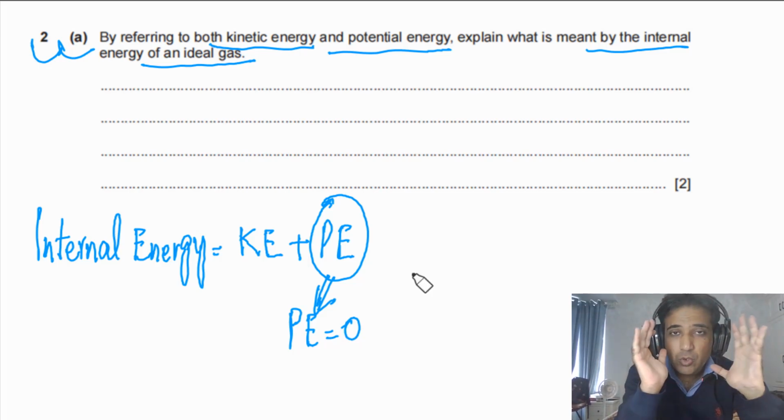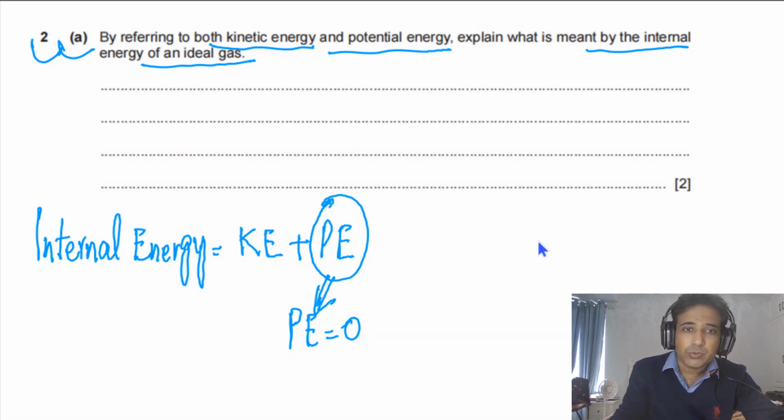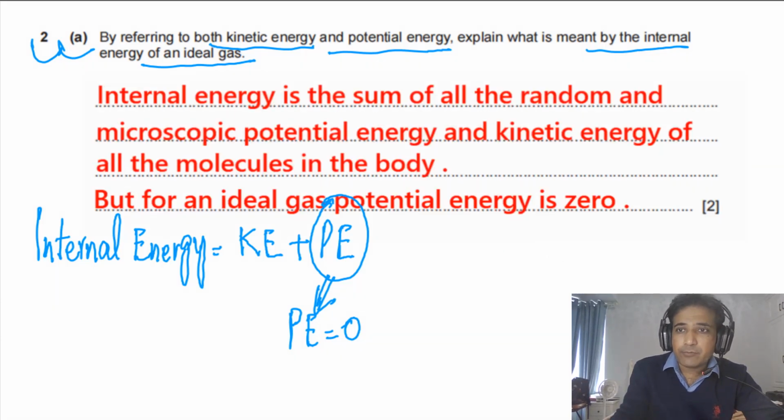We need to understand that all molecules in a gas do not have the same kinetic energy or the same potential energy. Kinetic energy and potential energy are randomly distributed. Some have higher kinetic energy, some have lower kinetic energy. So this point is very important, and we have to mention it in the answer. Now let me show you how you can write the answer. In the answer you have to mention these points.